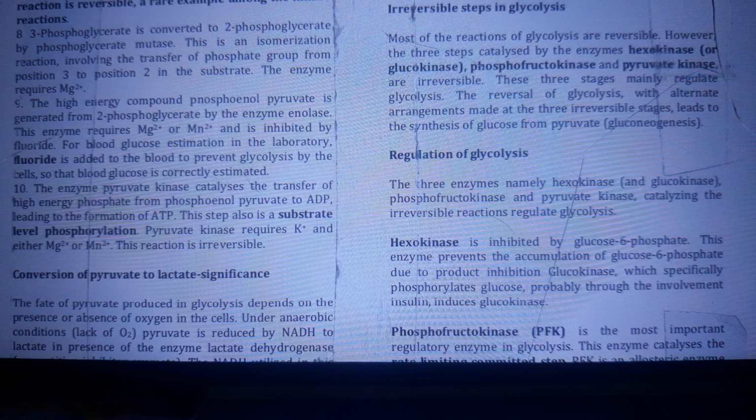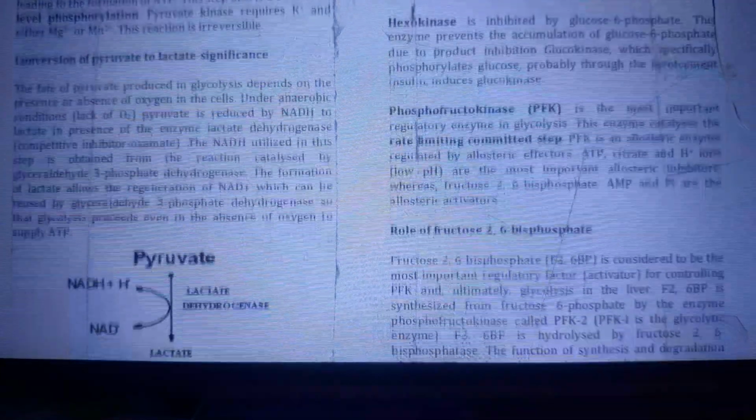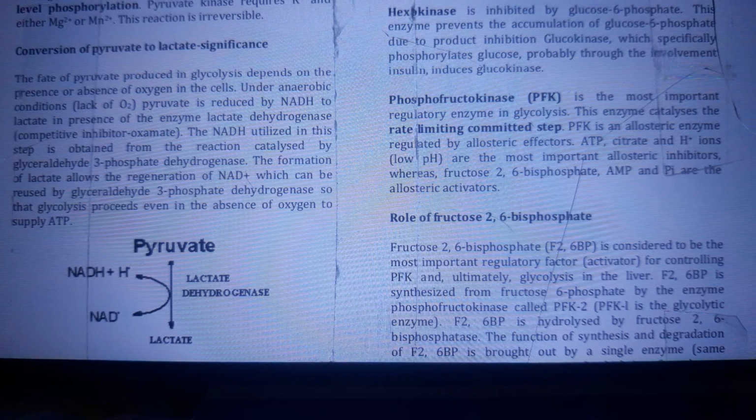The high-energy compound phosphoenolpyruvate is generated from 2-phosphoglycerate by the enzyme enolase. This enzyme requires magnesium or manganese and is inhibited by fluoride. For blood glucose estimation in the laboratory, fluoride is added to the blood to prevent glycolysis by the cells so that blood glucose is correctly estimated.